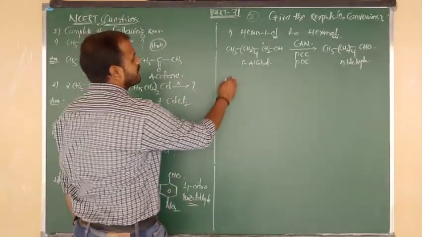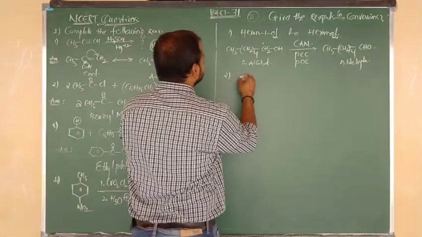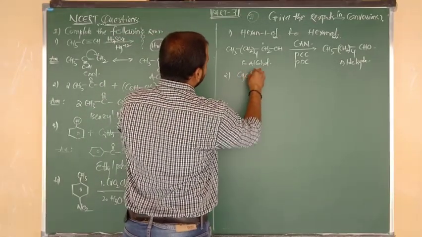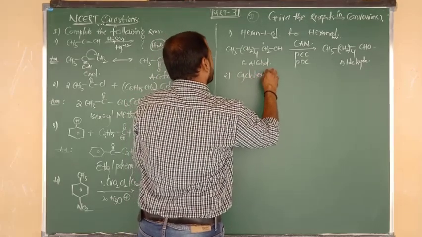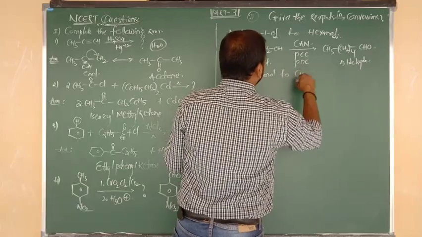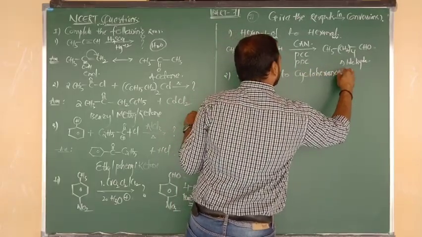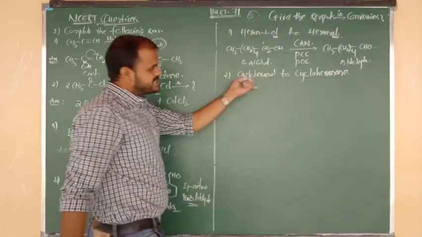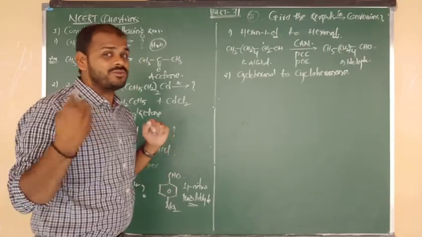Okay, good. Next question I am going to write. Try to give the answer. Cyclohexanol converted into cyclohexanone. For this conversion, what is the reagent you require?